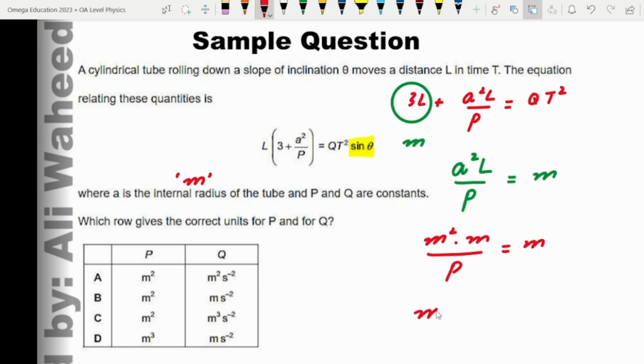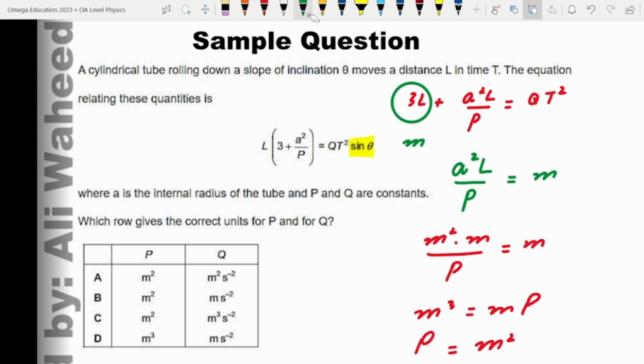You see, m cubed equals m times P, and one of the meters would be divided on the other side, and the unit of P would be meter squared. And if we take a look at the options, we have 3 options for which the unit of P is meter squared. So we cannot choose the right answer for now. We'll need to find the unit of Q as well.